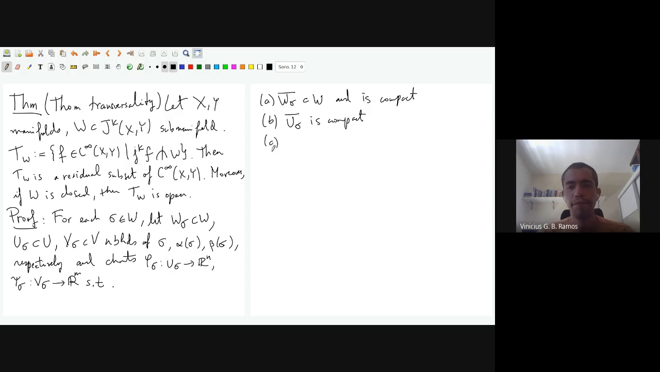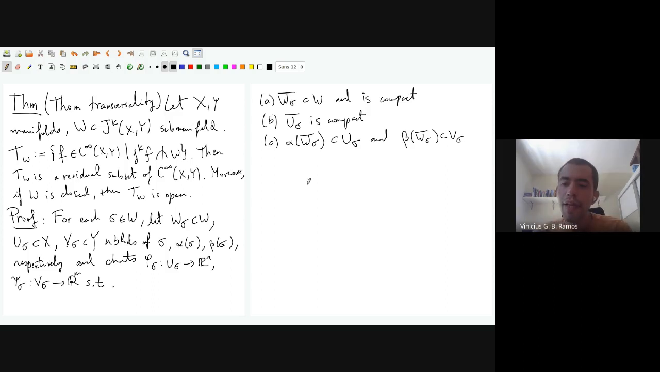I could basically choose more. And then, sorry, there's no U and V; I really mean this is a chart in X and Y. Then I want to assume that if I take the sources of all of W sigma bar, that this is contained in my domain U sigma, and that beta of W sigma bar is contained in V sigma. So I can choose W sigma to be small enough with this property because alpha and beta are continuous.